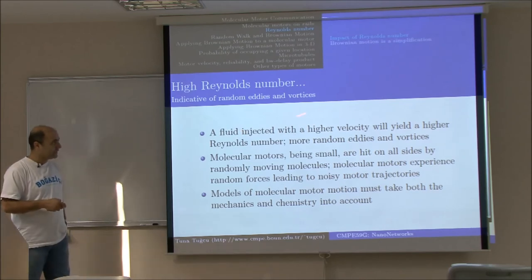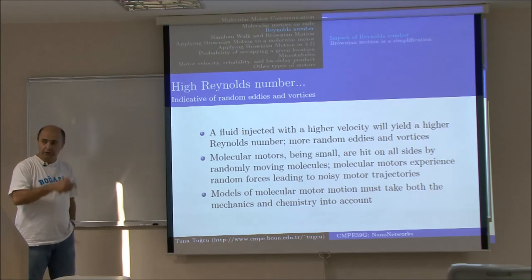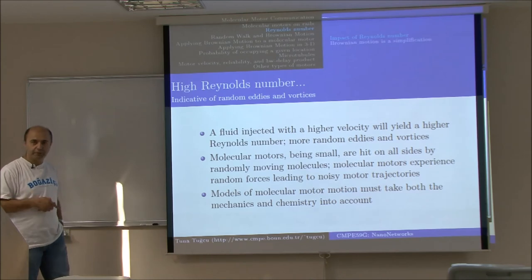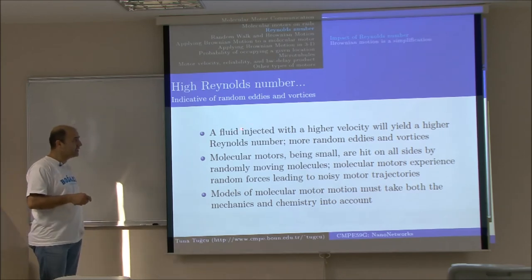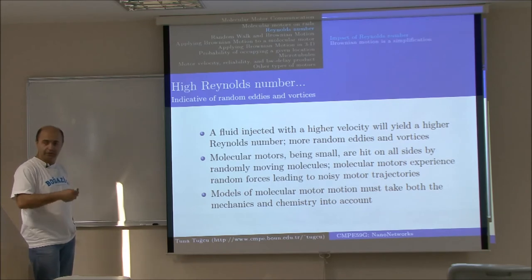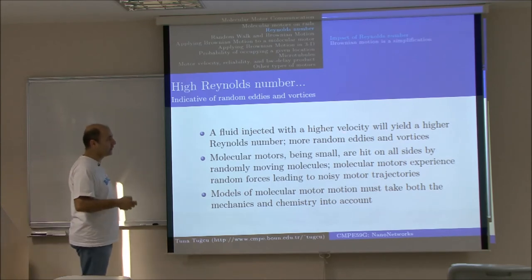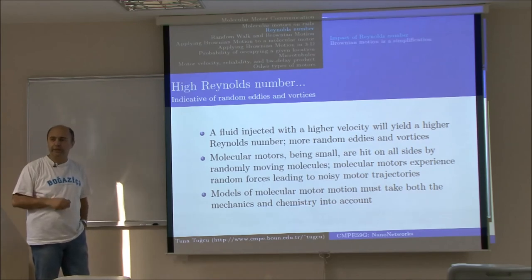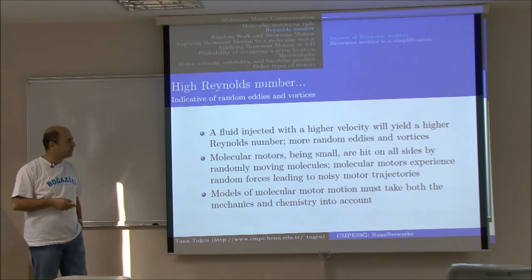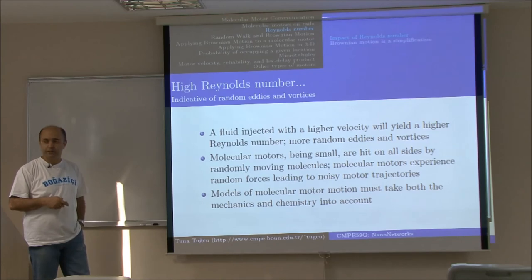Also, remember, we also had V, which was for the mean velocity of the fluid. So if the fluid is injected into the environment with higher velocity, then this will be, remember, V was in the numerator. So it will end up in a higher Reynolds number, which again means random eddies and vortices in the flow.